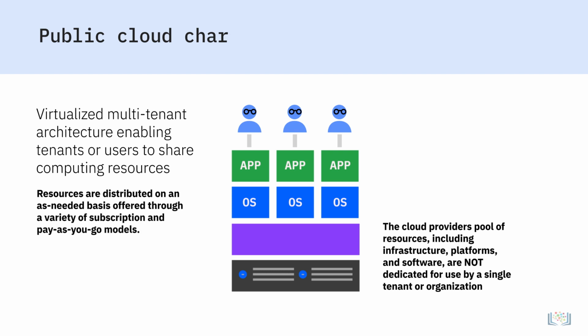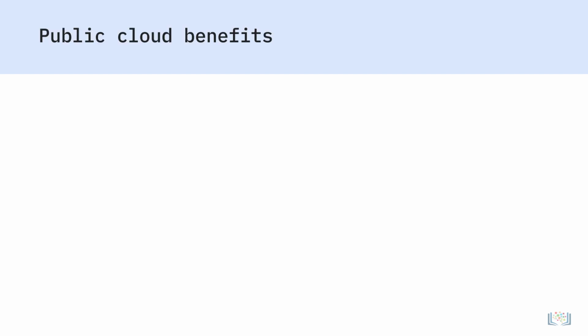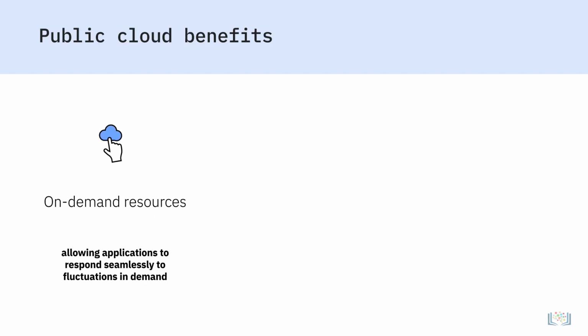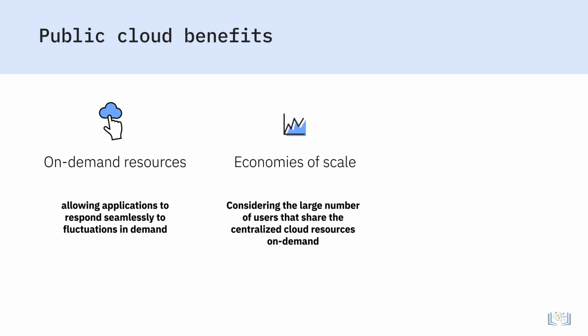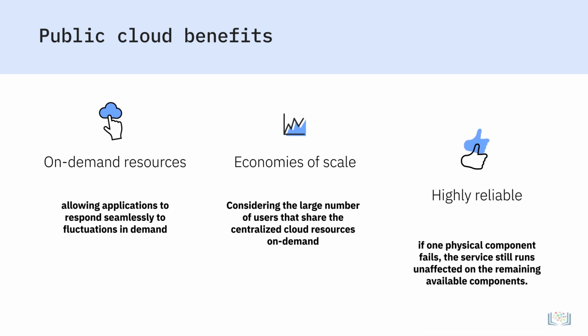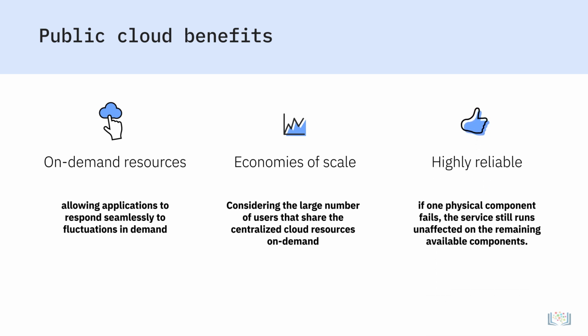Public clouds have significant benefits. We'll go over some of these benefits here. Vast, on-demand resources are available, allowing applications to respond seamlessly to fluctuations in demand. Considering the large number of users that share the centralized cloud resources on demand, the public cloud offers the most significant economies of scale. The sheer number of server and network resources available on the public cloud means that a public cloud is highly reliable. If one physical component fails, the service still runs unaffected on the remaining available components.